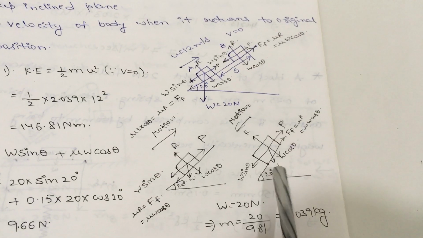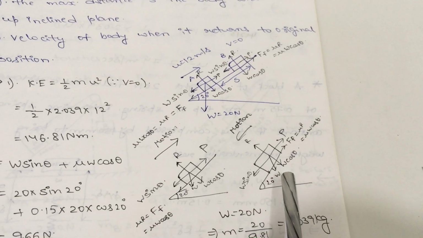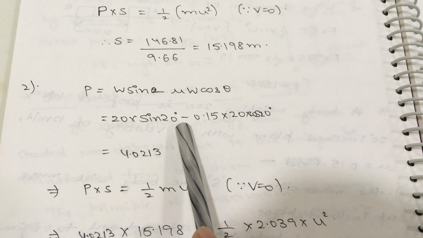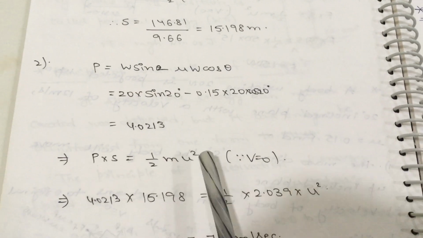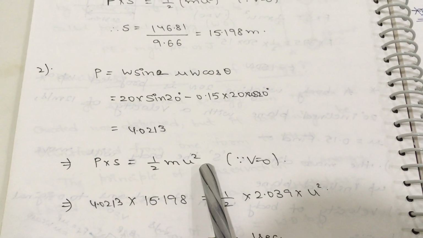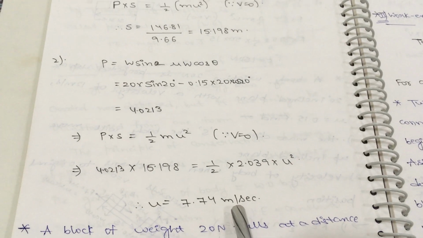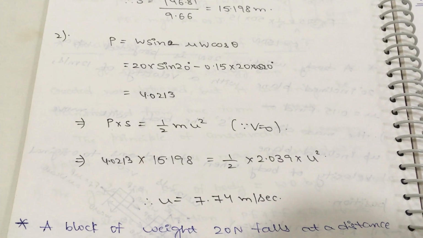So again draw the free body diagram in the downward motion. Again calculate the P value by using the first equilibrium condition sigma H is equal to 0. Again by using the work energy equation, make u the subject, unknown value, and calculate the u value, velocity value. So this is our problem.